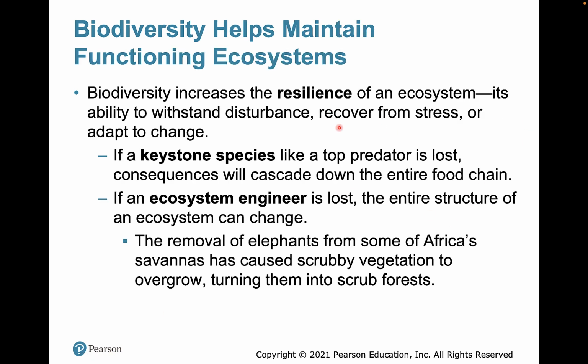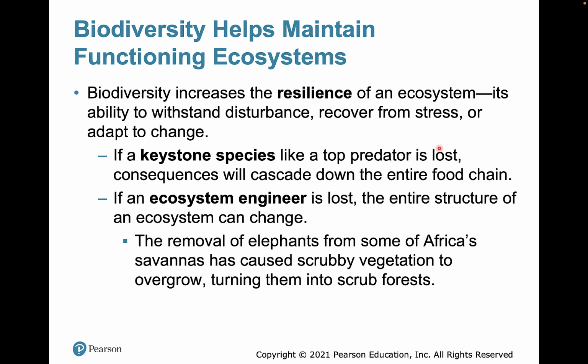In the next chapter, we're going to talk more about this. But if you have a lot of biodiversity in an ecosystem, it helps to increase the resilience of an ecosystem. So how it withstands a disturbance when something comes in, like a tornado or a flood or a drought or a fire, anything like that, how it's going to withstand that, recover from it, or be able to change, okay?